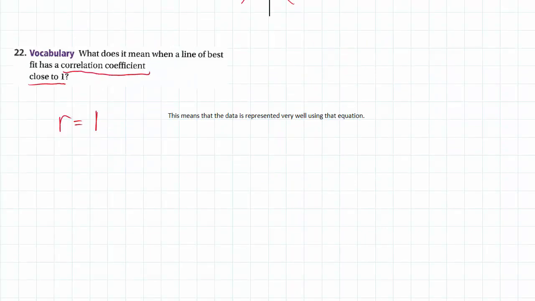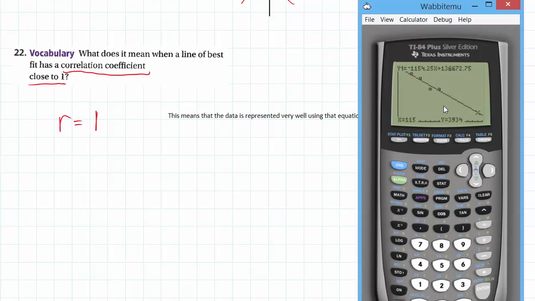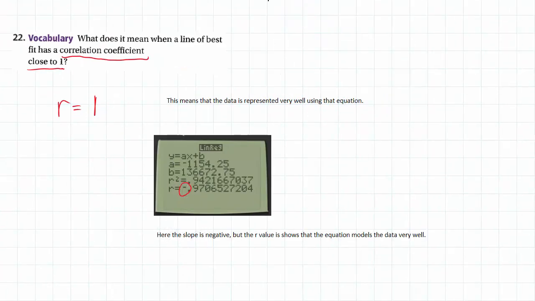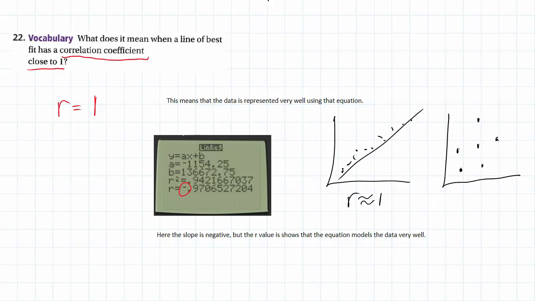22, correlation coefficients. And this deals with scatter plots and lines of best fit. I'm going to look at the correlation coefficient of the one I did. If the correlation coefficient is close to 1, all it means is that the data is represented very well using that equation. So I know that if it's close to 1 in the case that I did, it's close to -1 because it has a negative correlation.